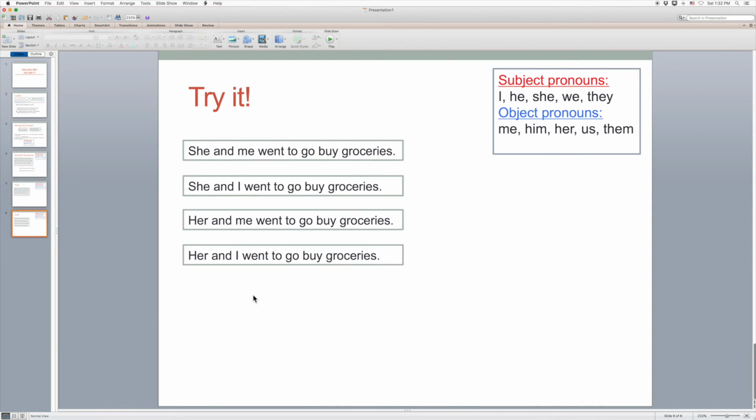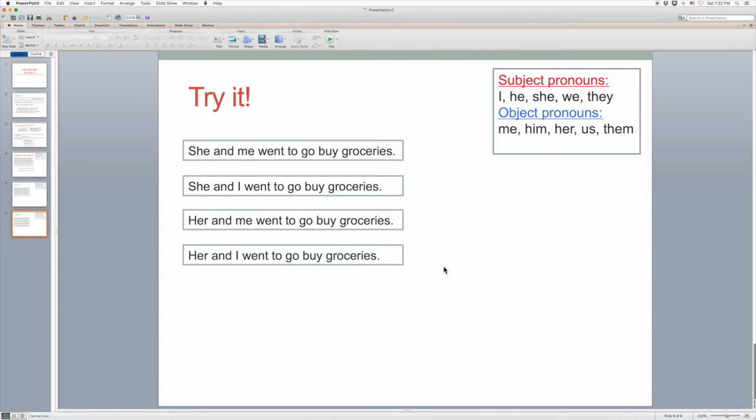Let's try one more. She and me went to go buy groceries. She and I went to go buy groceries. Her and me went to go buy groceries. Her and I went to go buy groceries. Okay, go ahead and pause the video while you try to figure it out.